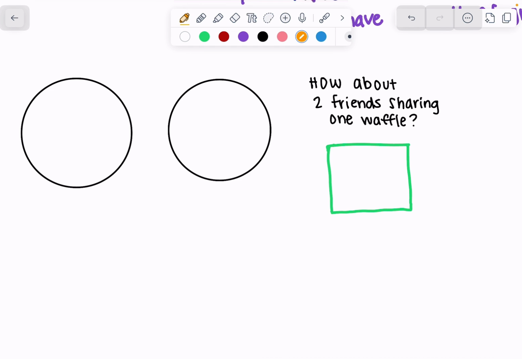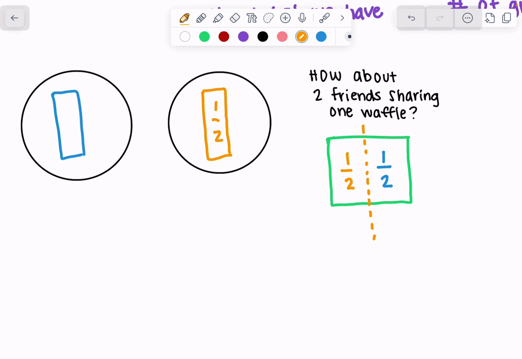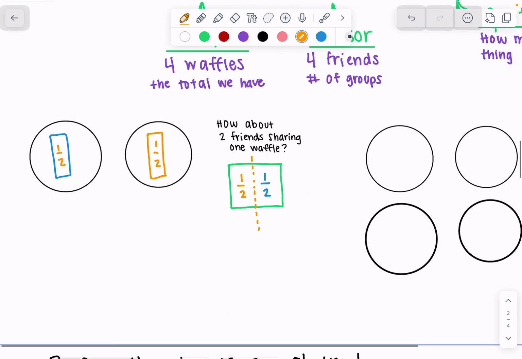So the way we're going to have to do this, look at our waffle. Our waffle's the squares, and this is our two friends, okay? So we're going to have to split this waffle down the middle, so that friend gets half of the waffle, and then my other friend gets half of the waffle. So whenever I'm drawing it, I have my two friends over here, right? My two circles, and they're each going to get 1/2 of the waffle. So kind of looking up here, we had one waffle.